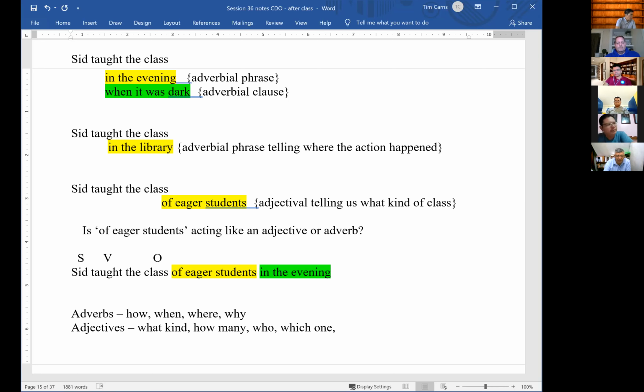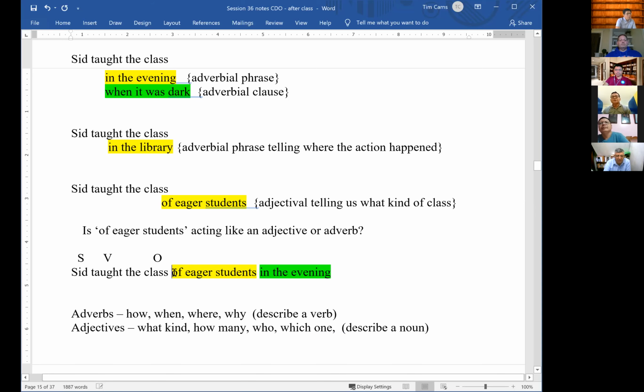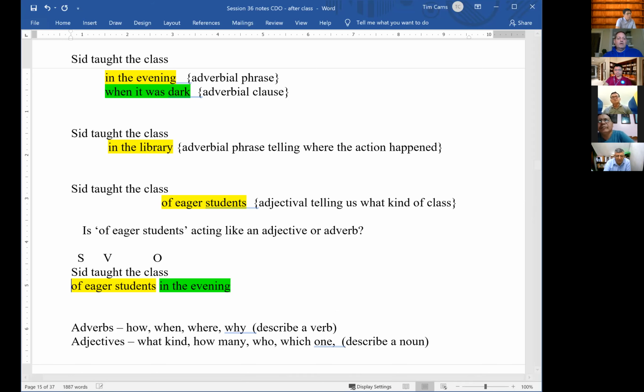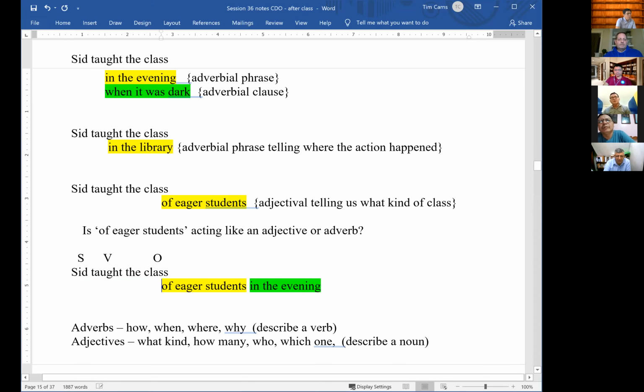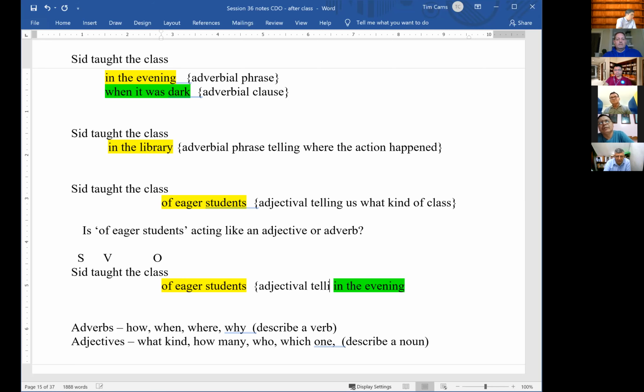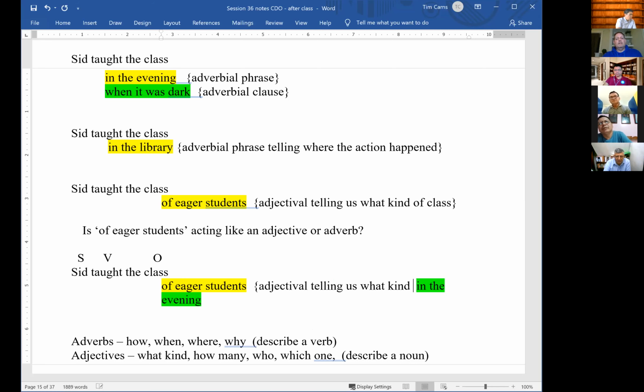Okay? They describe a noun. Adverbs tell us, they describe a verb. They tell us something about a verb. So in this case, nothing's changed. Of eager students, modifying class, because it's describing, okay, adjectival, telling us what kind of class.